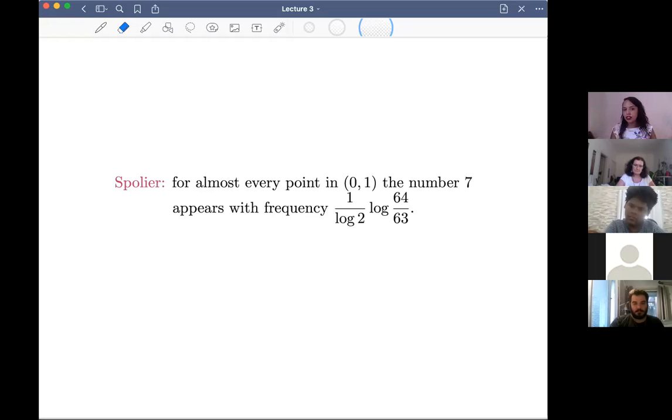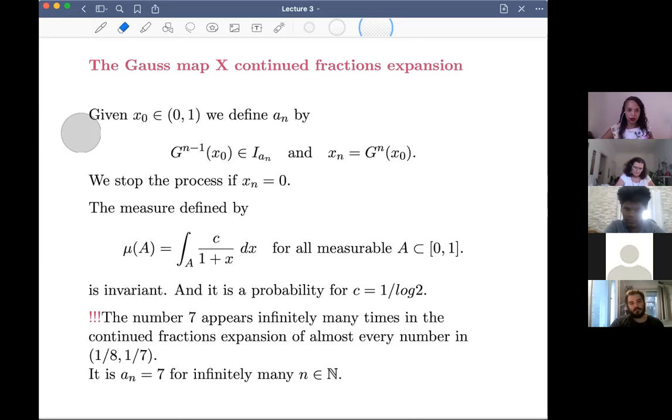Well, again, it's not special, and we'll see later, actually I think I'll leave it as an exercise because it's nice, that we can prove using ergodicity that the frequency is actually 1 over log 2 times log of 64 over 63. Well, 1 over log 2 appears from the measure. We call that C is 1 over log 2, but you can think a bit about where the 64 over 63 appears. Okay, recall that we are thinking of this interval.